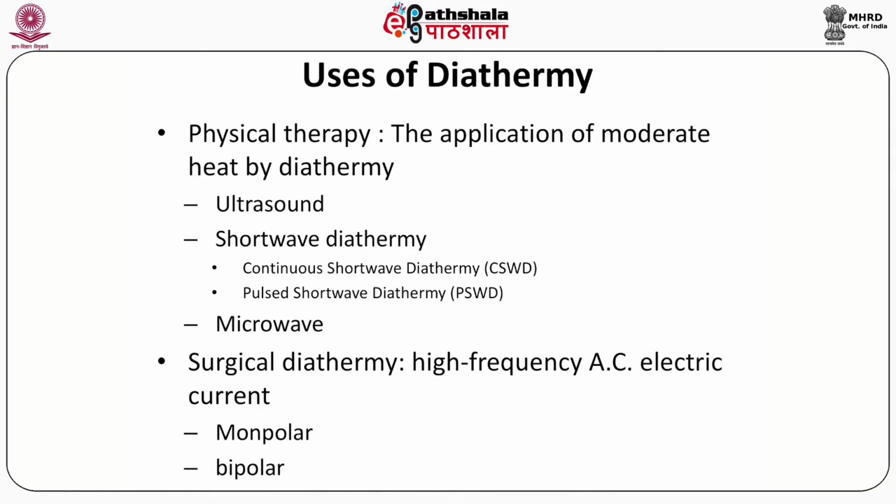Now coming to the core topic of today's module, diathermy. First we will talk about the various uses of diathermy. Broadly speaking, there are two uses of diathermy. One is physical therapy and another one is surgical diathermy. Physical therapy is the application of moderate heat by diathermy, by either ultrasound or by shortwave diathermy. The shortwave diathermy again has two procedures, continuous shortwave diathermy and pulsed shortwave diathermy. Another technique of physical therapy is microwave.